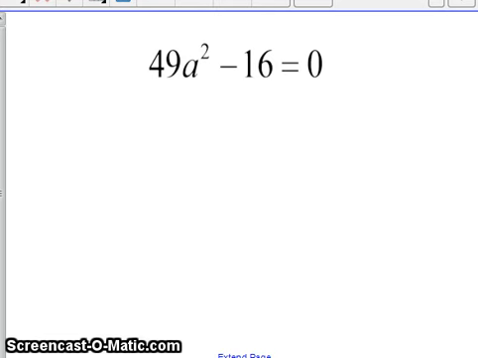Next problem, write that down. So the equation again is already set equal to 0, so I still don't have to do step 1. Now I'm going to factor it. So what do I always do first? GCF. What's the GCF?